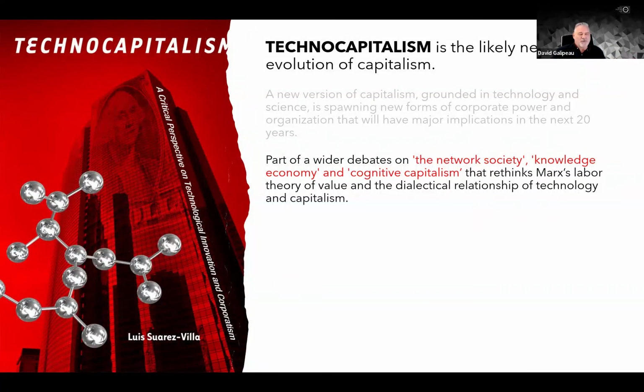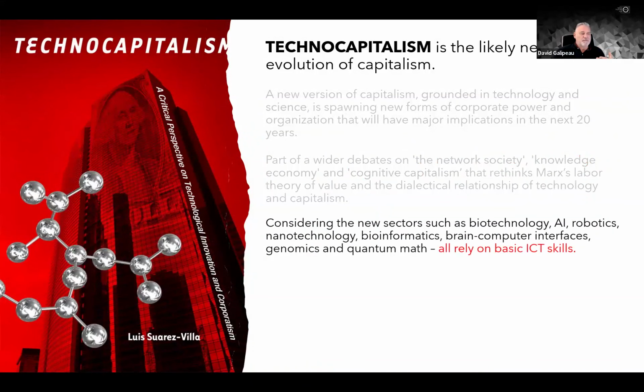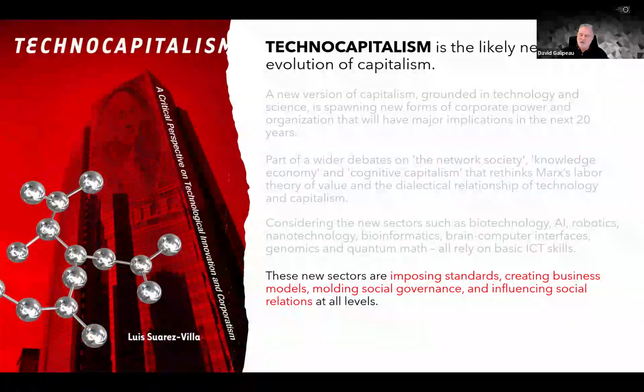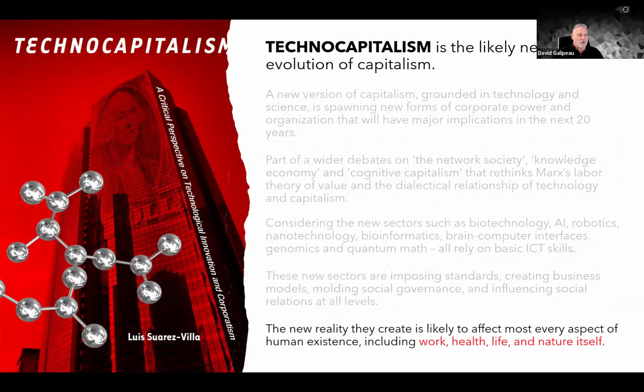So these models are starting to come in now with the infusion of brand new technology: AI-driven decision modeling, AI-driven government, algorithmic governance. A lot of these things are coming into place. New sectors like biotech, AI, and robotics not only rely on ICT skills, but you still need some of the intuitive skills. And these sectors are imposing standards, creating business models, or molding social governance, including social relationships across the whole line.